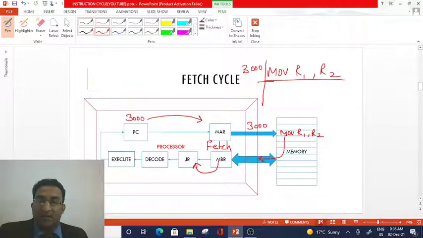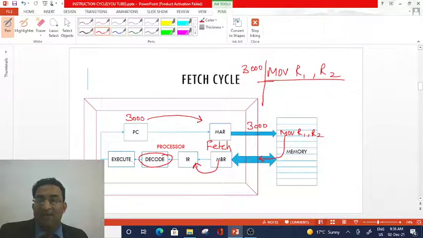After fetching, the processor has to decode this particular instruction, because this is written in some code there, but basically in memory it will be written in the form of some binary pattern. So after coming into the processor, it will understand this binary pattern, which means it has to decode, or it has to understand this particular binary pattern, which is called decoding.